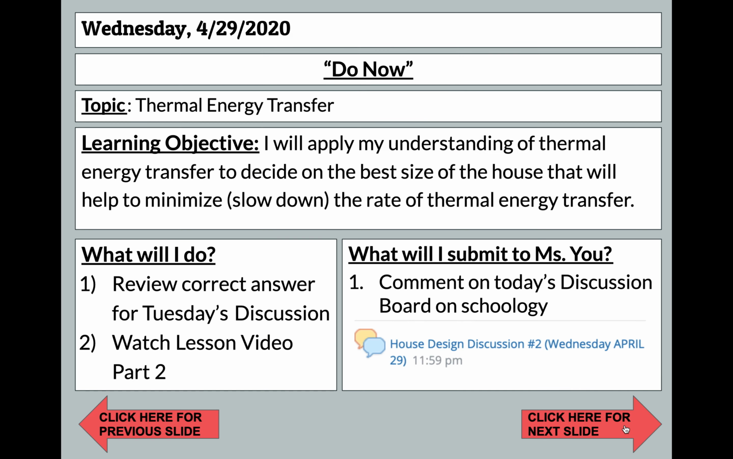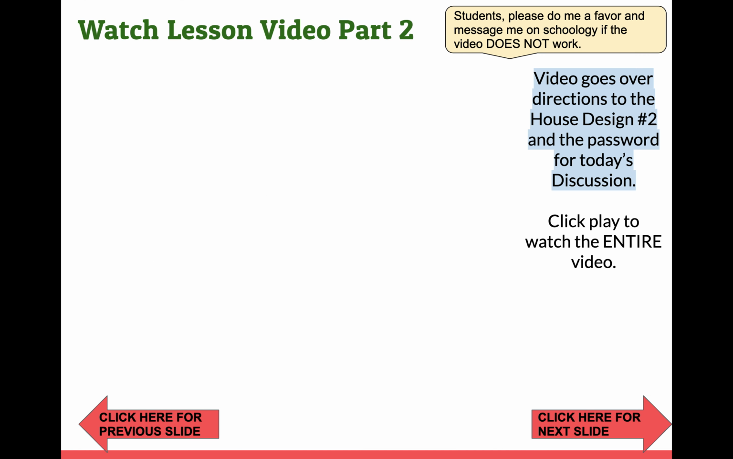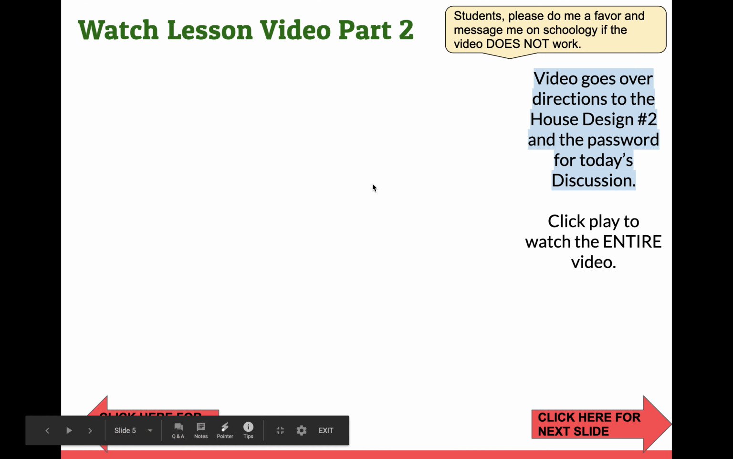So our learning objective says, I will apply my understanding of thermal energy transfer to decide on the best size of the house that will help to minimize, slow down the rate of thermal energy transfer. And what will you do today? We're going to go over Tuesday's discussion question, and then you're going to watch this video and then comment on the discussion board. So today we're going to design the first part of our house. We're going to choose the size of the house that will help it minimize thermal energy transfer. So you're watching the video right now. It'll be posted on this slide if you need to see it again.